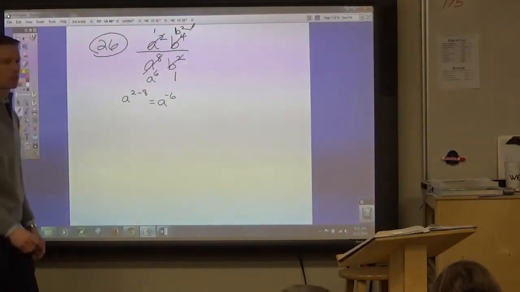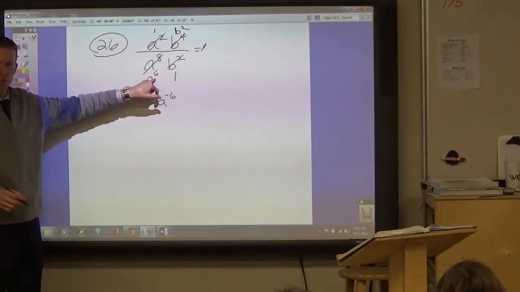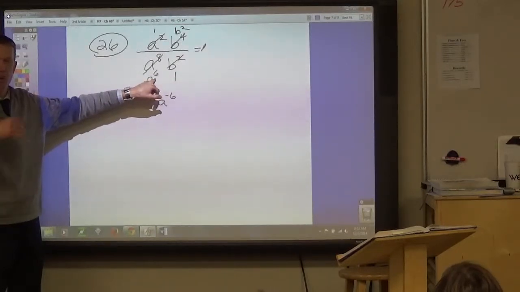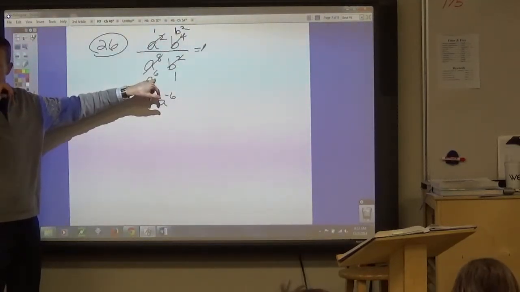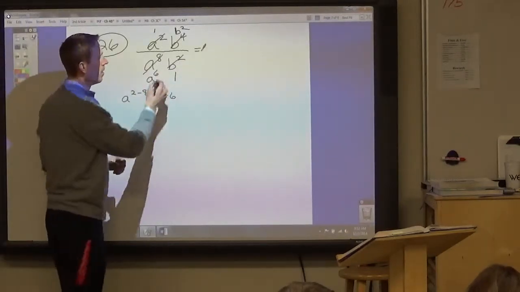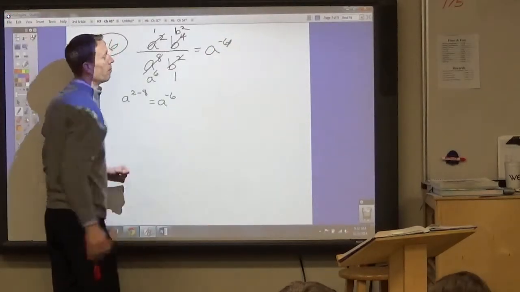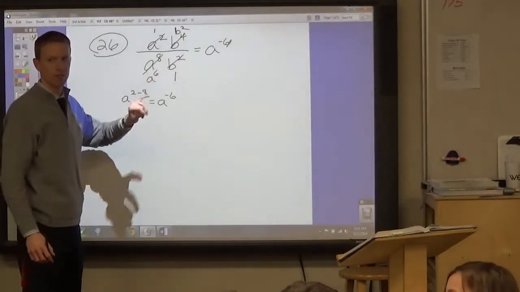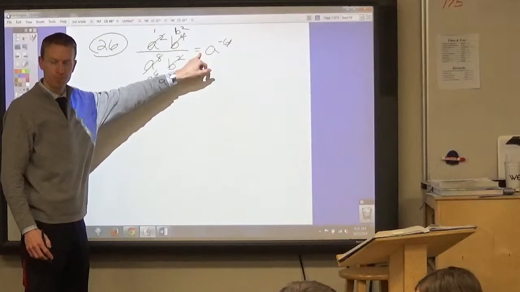Now it says to write these without the fraction bar. Well, if a to the 6th is under the fraction bar in the denominator, how can we write that above the bar? How can we write it as its reciprocal? Its reciprocal would be a to the 6th power. So if we write it above the bar, it's a to the negative 6th power.